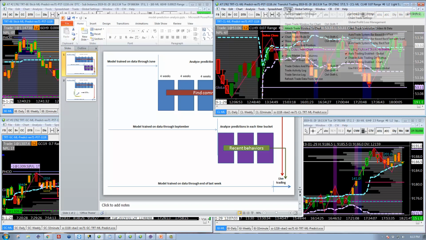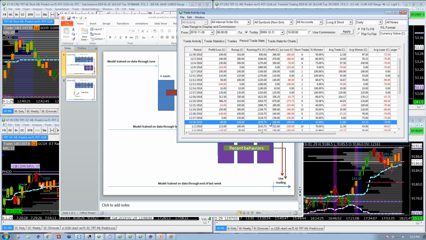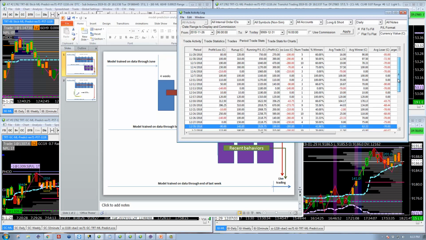Let's bring that up. Trade activity log, starting from 11:26 through 12:28. This is all symbols, non-sim, so this is all live accounts. It's $2,028.75 gross, so that's before costs, for that 4-week period. So pretty good. You'd be very happy if you could do that regularly.